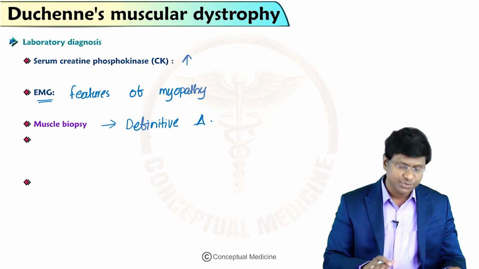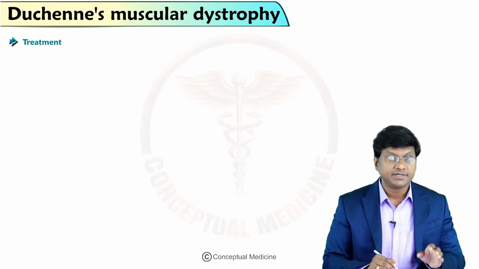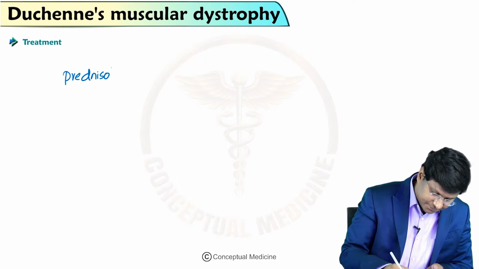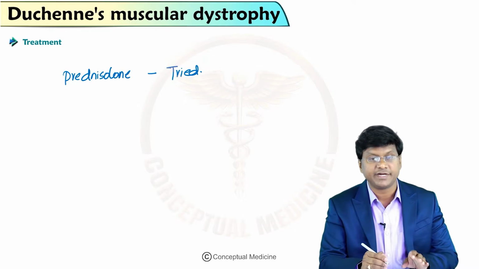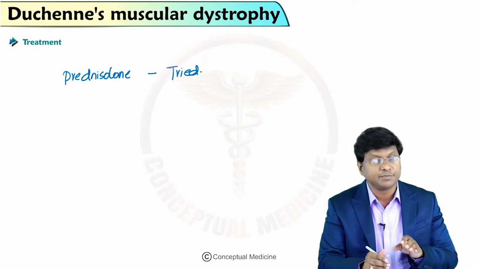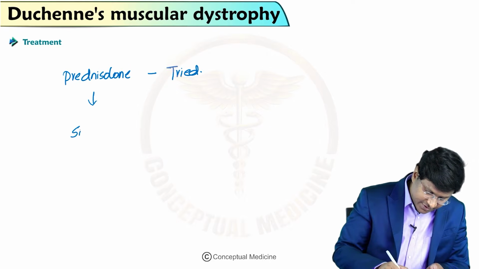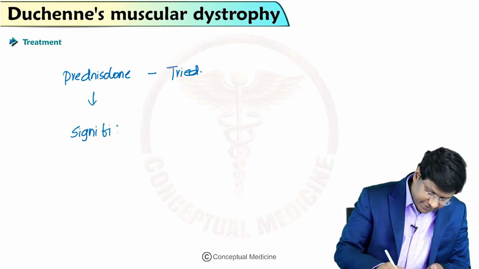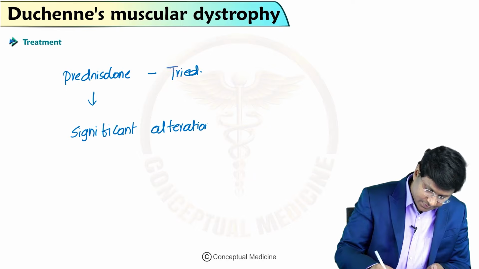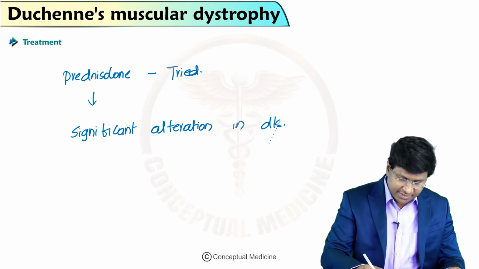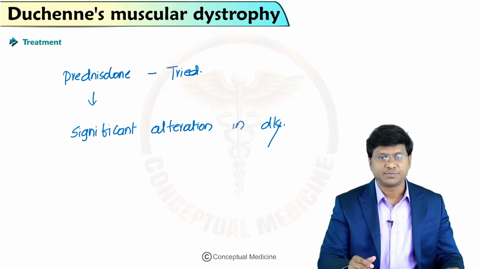And how do you treat these patients with Duchenne muscular dystrophy? The treatment is glucocorticoids, that is prednisolone. Prednisolone has been tried, and significant alteration in the progression of the disease has been seen with prednisolone. So whenever you give prednisolone, there is significant alteration in the disease of the individual. So that is the treatment for Duchenne muscular dystrophy.